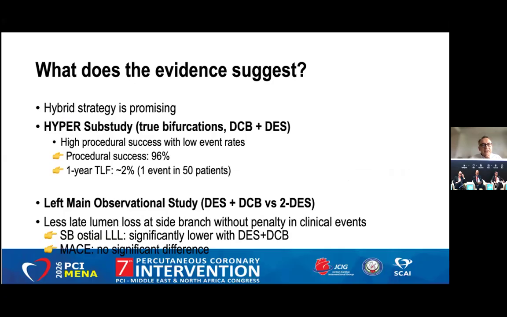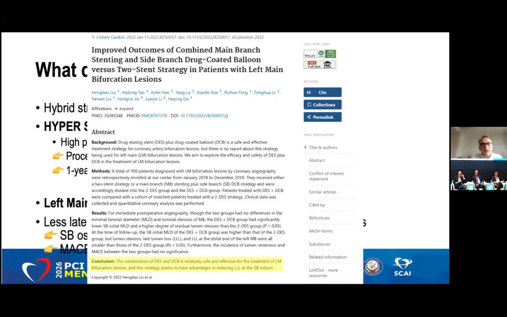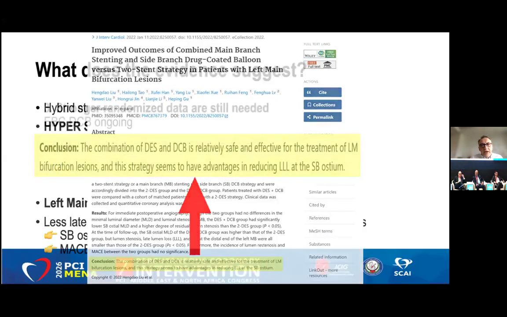And there is also another observational left main study. This is also DES in the left main and DCB in the side branch, and they compared it with the two-DES techniques. We have late lumen loss at the side branch without penalty in clinical events in that study. In the MACE, there is no significant difference. This is the study I mentioned.